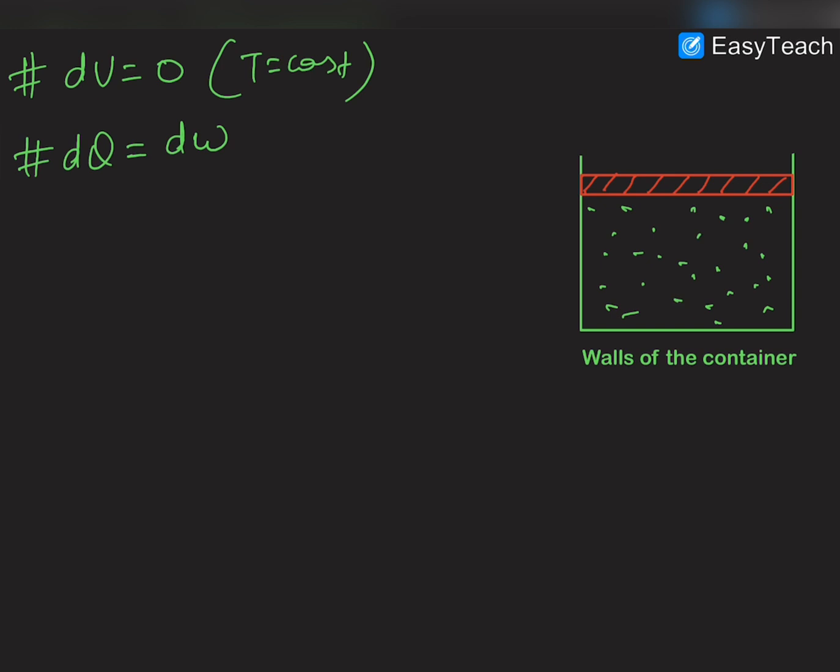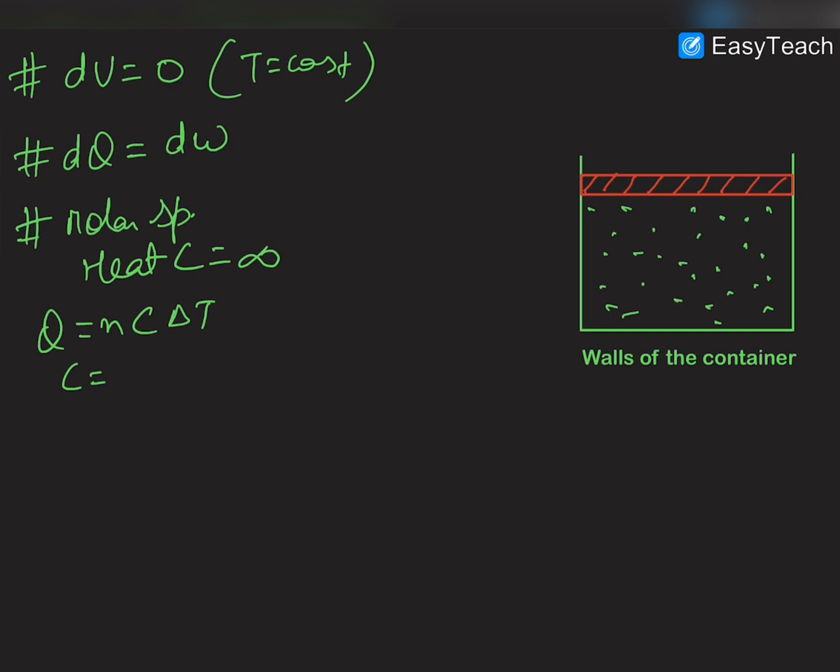And the molar specific heat C in this process is obviously infinity, because Q is equal to nC delta T and C is equal to Q by n delta T. So if temperature is constant, then C will be infinity. This is molar specific heat.